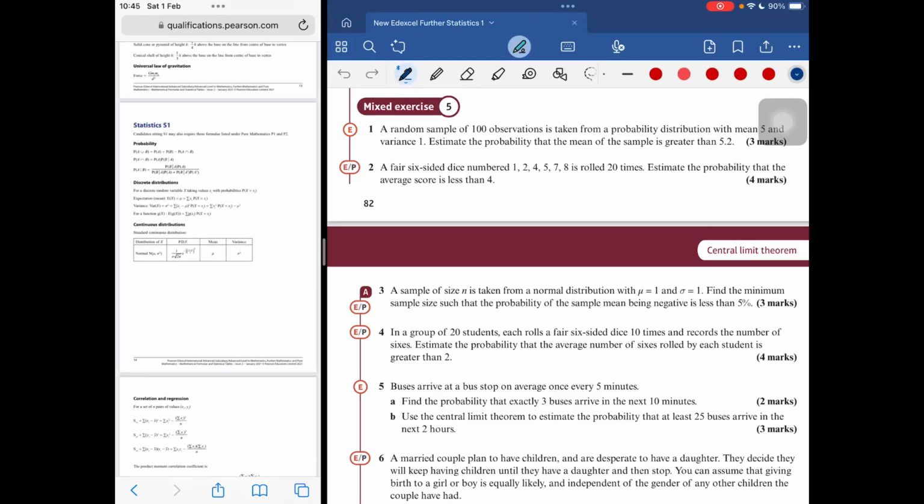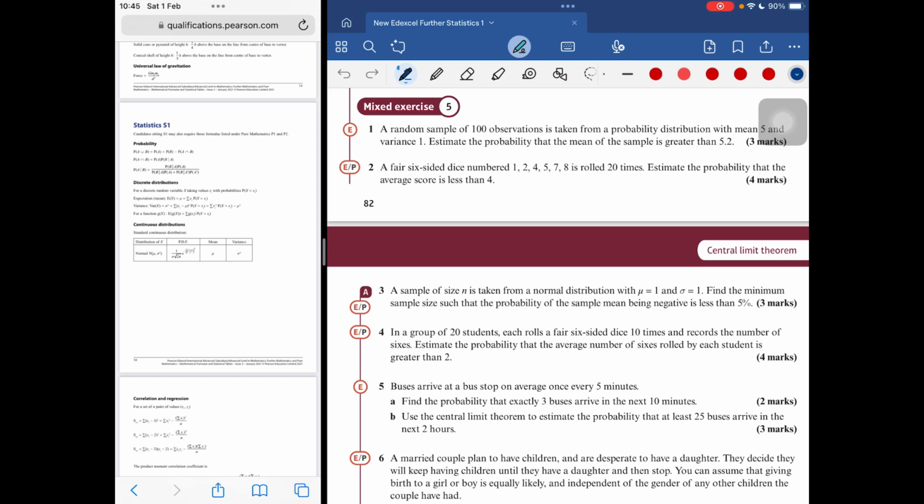So this is Edexcel Further Statistics 1, chapter 5, central limit theorem. We can start from number 2. So first, a six-sided dice numbered 1, 2, 4, 5, 7, 8 is rolled 20 times. So this is fair. So we need to know what is the mean and standard deviation.